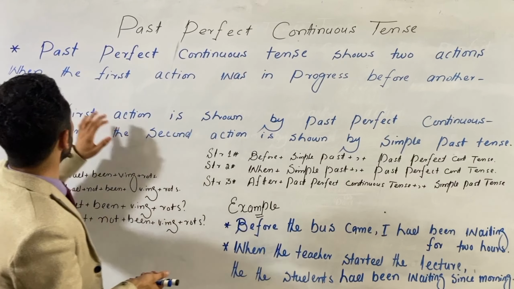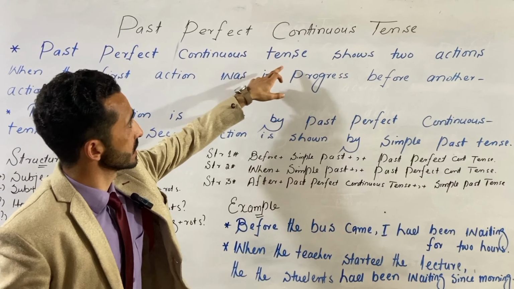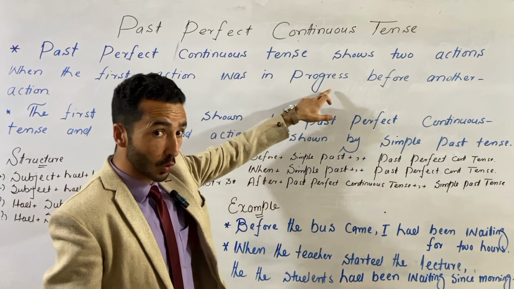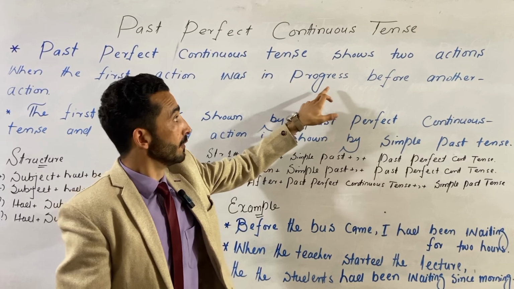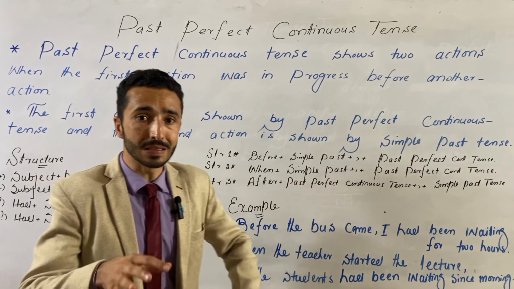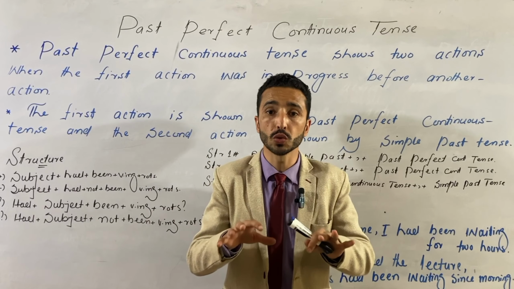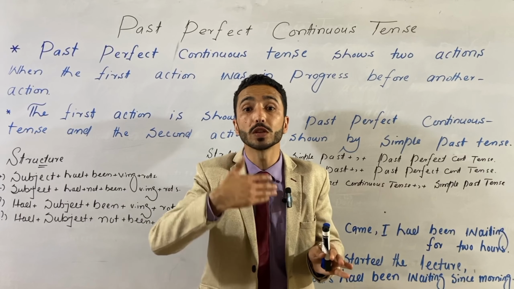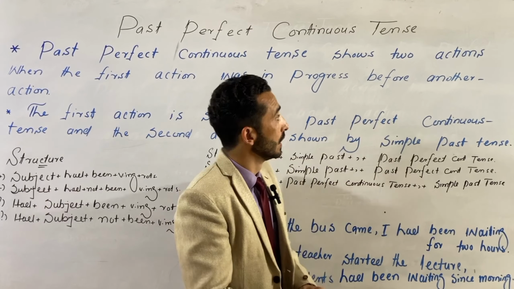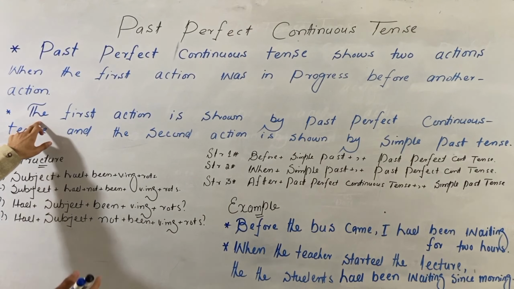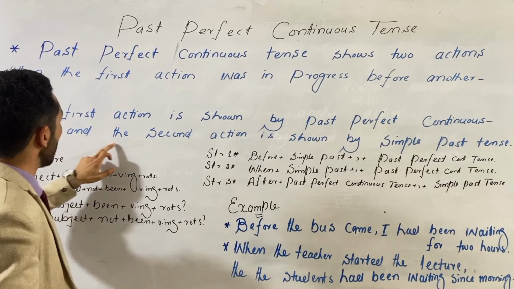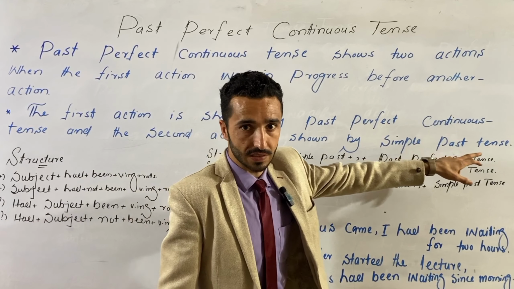Okay, so now look, past perfect continuous tense shows two actions. When the first action was in progress, it had not happened yet, it was happening. Then the second action: the first action is shown by past perfect continuous tense, and the second action is shown by simple past tense.